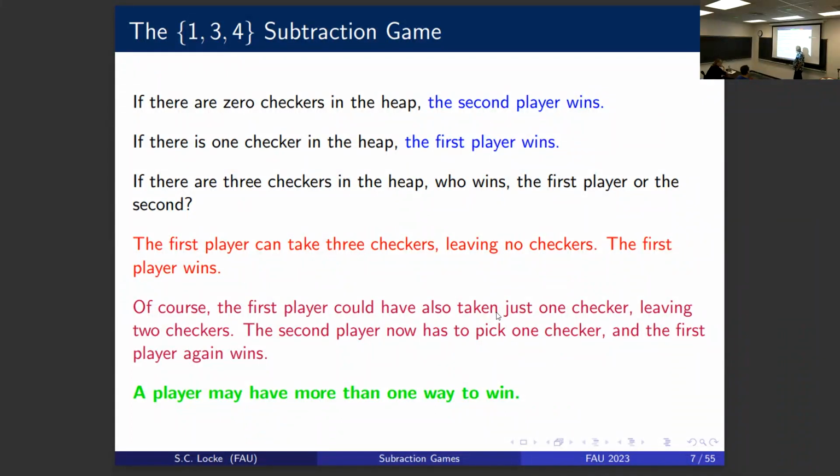Actually, the first player could have also taken just 1 checker, which leaves 2 checkers. The second player now has to take 1 checker, and the first player again wins. So what happens here is the first player had more than 1 way to win. That's okay. If you can win more than 1 way, all you really care about is, can I win? Right? Okay.